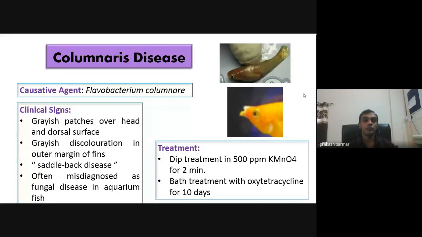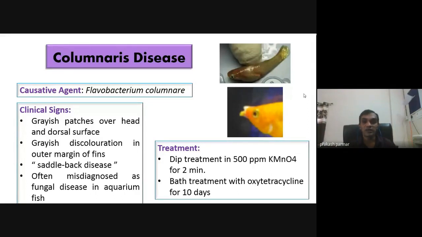Another very important one is Columnaris disease. The causative agent is Flavobacterium columnare. Here you can see the white patch on the upper side of the dorsal fin area, and in the first photograph, the upper one, a goldfish, you can see the white patch there. That condition is also known as saddleback condition, and that is why this disease is known as saddleback disease. Again, this disease occurs due to Flavobacterium columnare, so the name Columnaris disease is given.